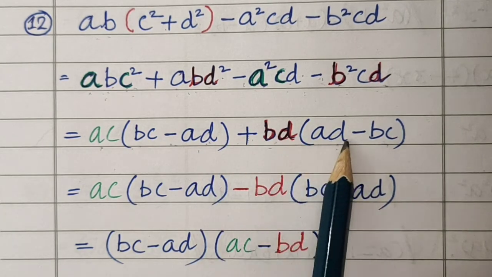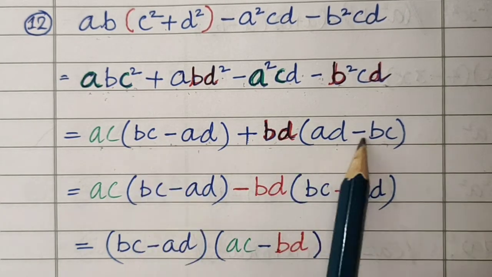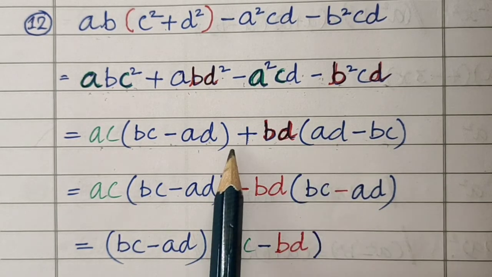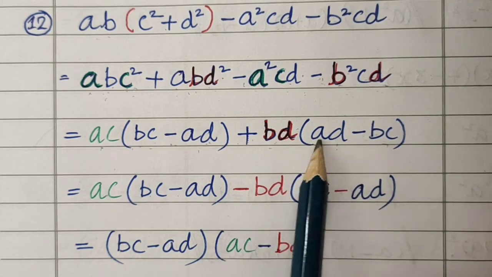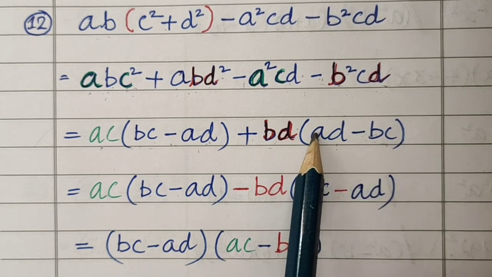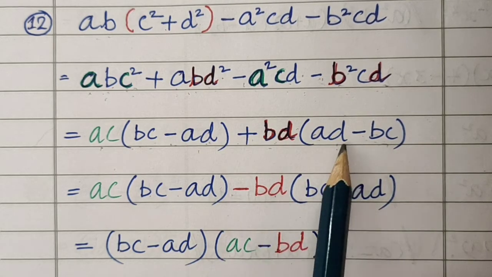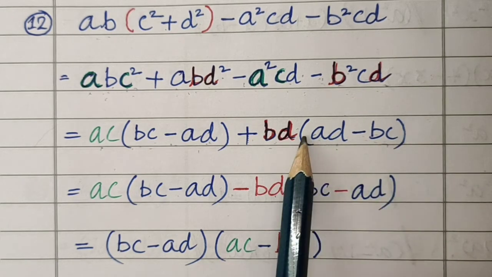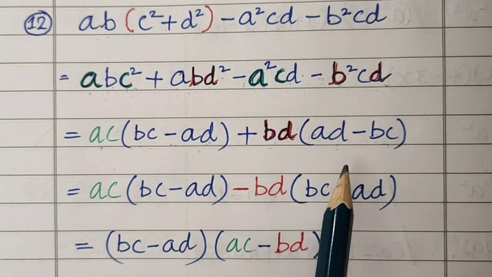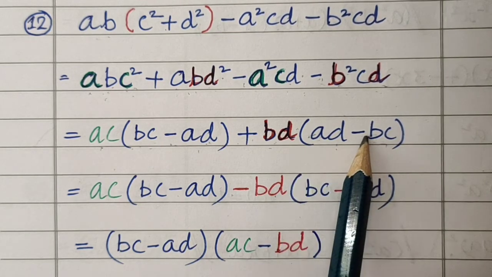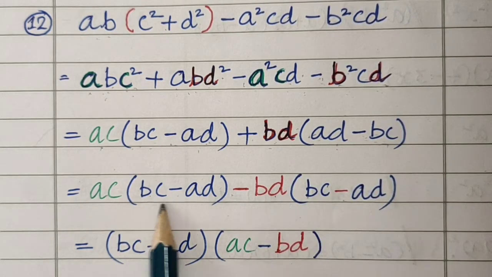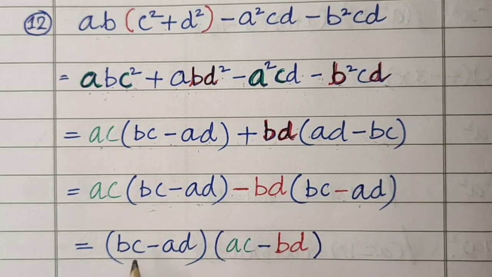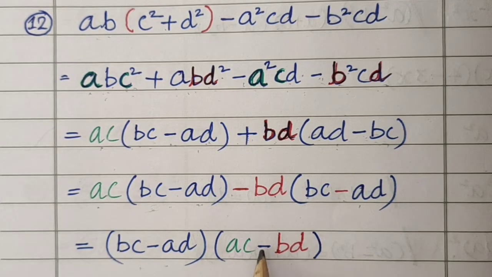We need to change the sign here because we have to reverse this so that we can take common. AC into BC minus AD. You take minus common. When you take minus common, the sign inside changes. This will become plus, this will become minus. Minus BD. When you take out minus out of the bracket, the signs inside the bracket change. We have taken out the minus common from the bracket. This has become minus AD, this has become plus BC. BC minus AD. Out of these two, BC minus AD is common. When you take out BC minus AD as common, we are left with AC minus BD.